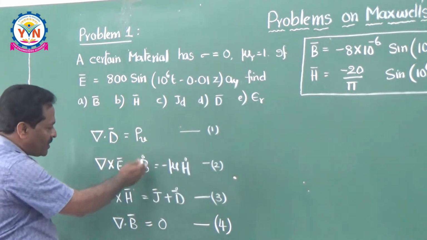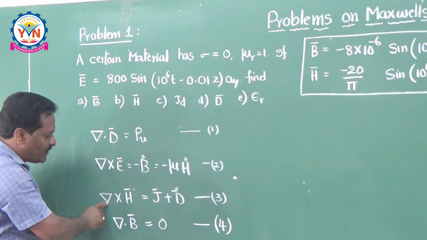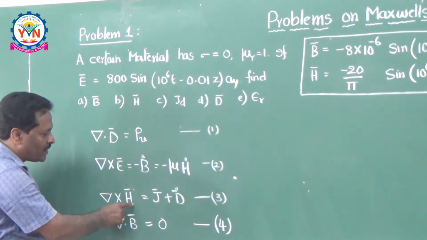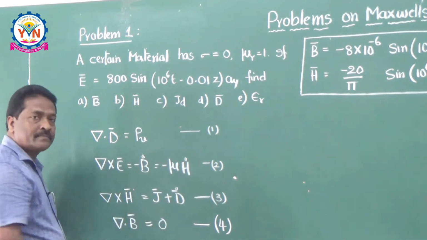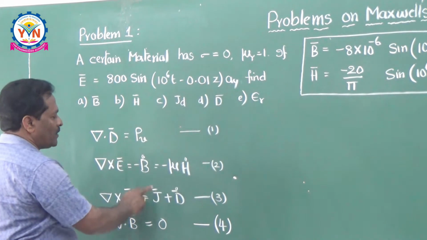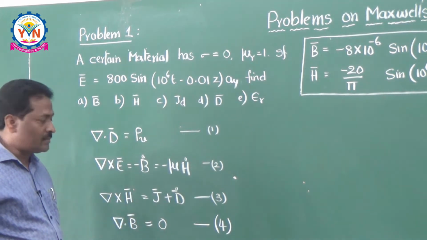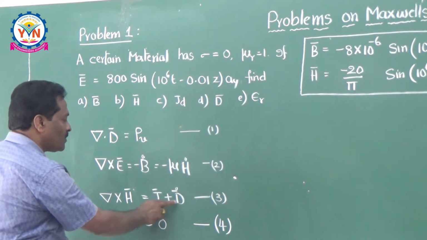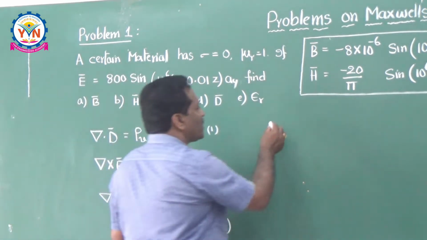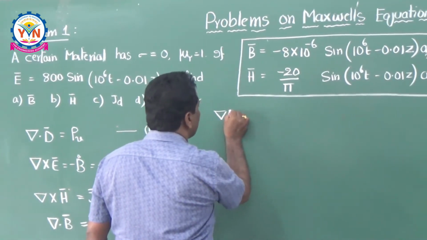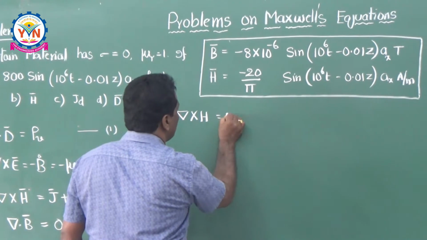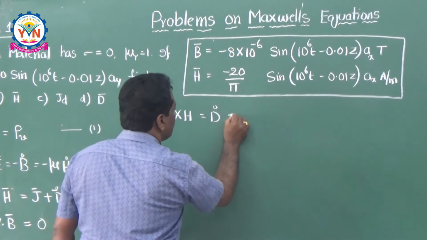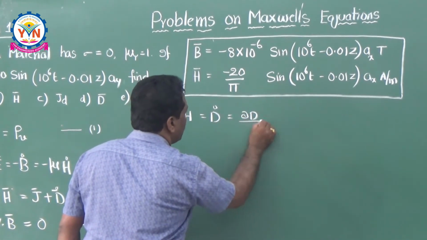If you see the Maxwell's equations, third equation is giving an answer for this. Del cross h bar is equal to j plus dD by dt. But as the wave is propagating in free space, j is equal to 0. Therefore, del cross h is equal to dD by dt. So take the third equation here. Del cross h is equal to dou d by dou t.